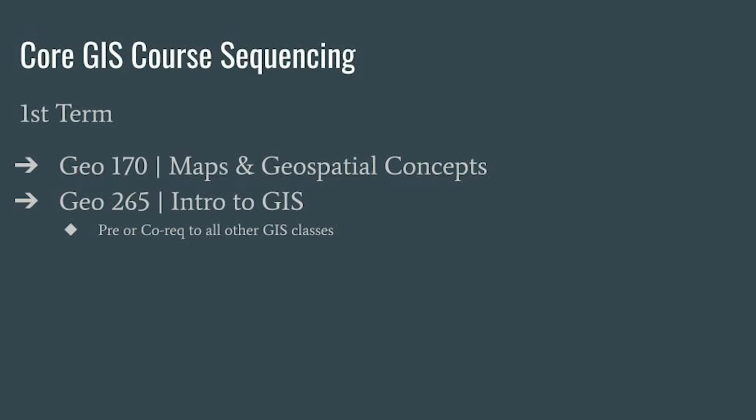We consider GO 170, 265, 266, 267, and 270 our core GIS class sequence. GO 170, Maps and Geographic Concepts, should be taken in the first term of your program. GO 265, Intro to GIS, is a prerequisite to almost all of our other GIS classes, so you want to make sure that you take that also in your first quarter or early on in your program.